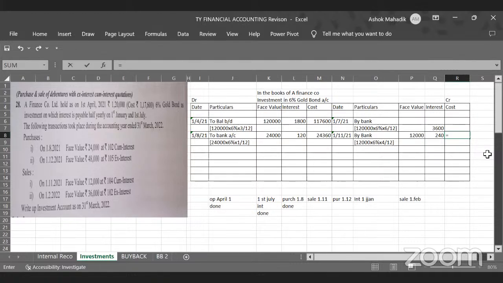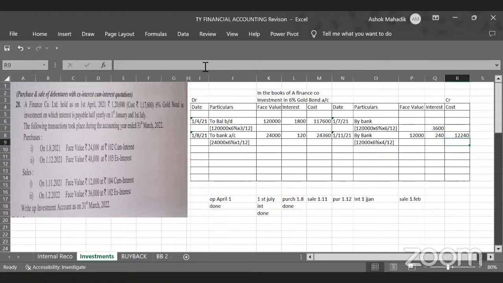I just told you, first take full face value into 104%. This will give you one value, which includes your interest. So from this you will remove 240. I'll just put a bracket, minus 240. Okay, 12,240 is the net selling price for that investment.